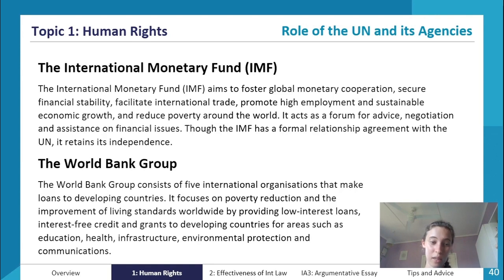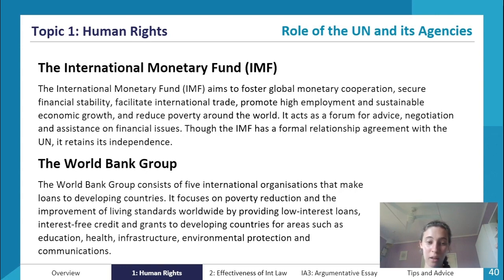Now, different to that is the World Bank Group. So five international organizations that make loans to developing countries. It is like our normal kind of bank, but it's giving loans specifically to developing countries. It focuses on poverty reduction and the improvement of living standards by providing low interest loans.